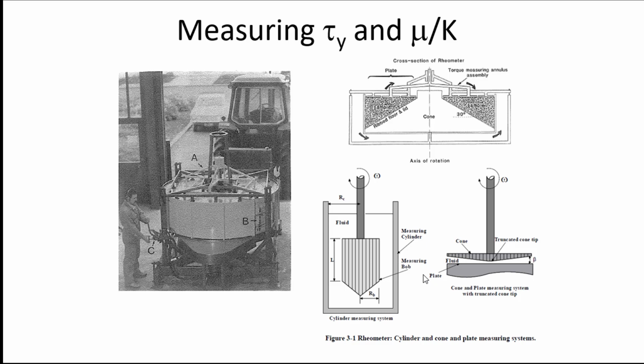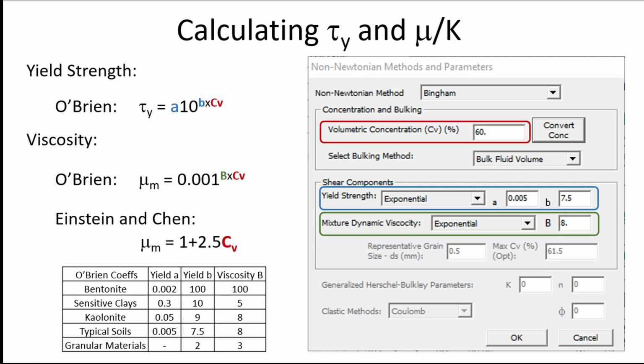You could get one of these machines, and I think in the future we'll be doing more of this, but this is not what people do. There are 2 things that people do. The first one is they use empirical equations. O'Brien's name is all over this because he did a lot of the great early work, and he has equations for both yield strength and viscosity as a function of the volumetric concentration.